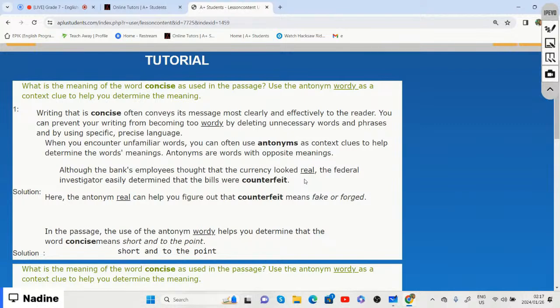So it means that if you are writing a lot of stuff, lengthy stuff, it becomes too wordy, right? Then you need to try and prevent that. And how do we prevent that? By deleting unnecessary words or phrases and by using specific, precise language.